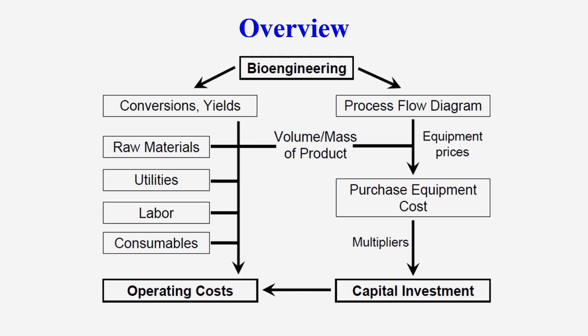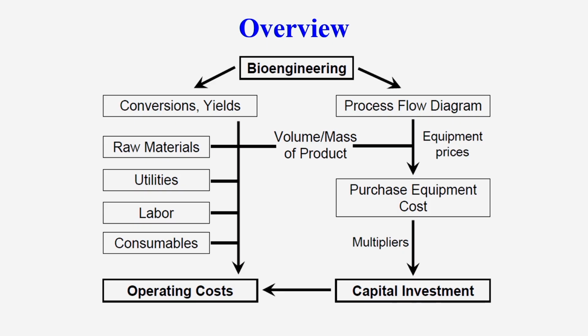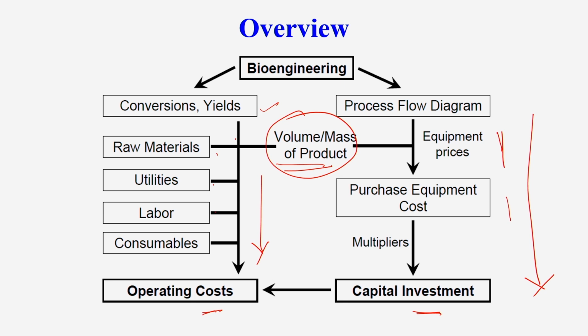So, now you can summarize. Let us say you have any idea for bioengineering. There are two things. First you start with the capital investment and second is the operating cost. So, you had this process flow diagram. There you are going for the equipment, then purchase equipment, and this part is considered capital cost. Parallelly, depending on the conversion and yield of the raw material, utility, labor and consumables, these come under the operating cost. And this whole thing depends on the volume or mass of the product.